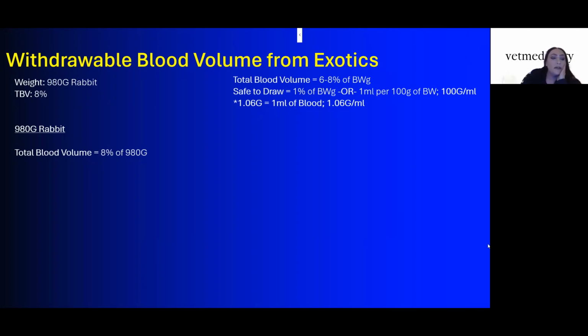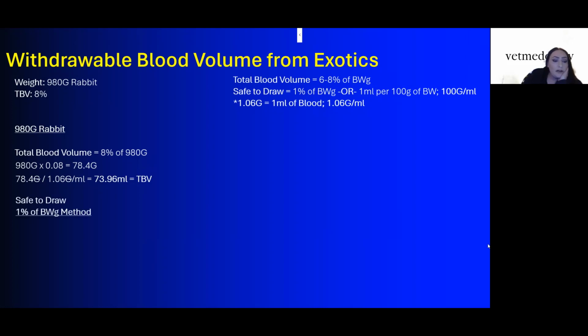For a 980 gram rabbit, total blood volume equals 8% of 980 grams. So 980 grams times 0.08 equals 78.4 grams. 78.4 grams divided by 1.06 grams per ml equals 73.96 mls total blood volume.